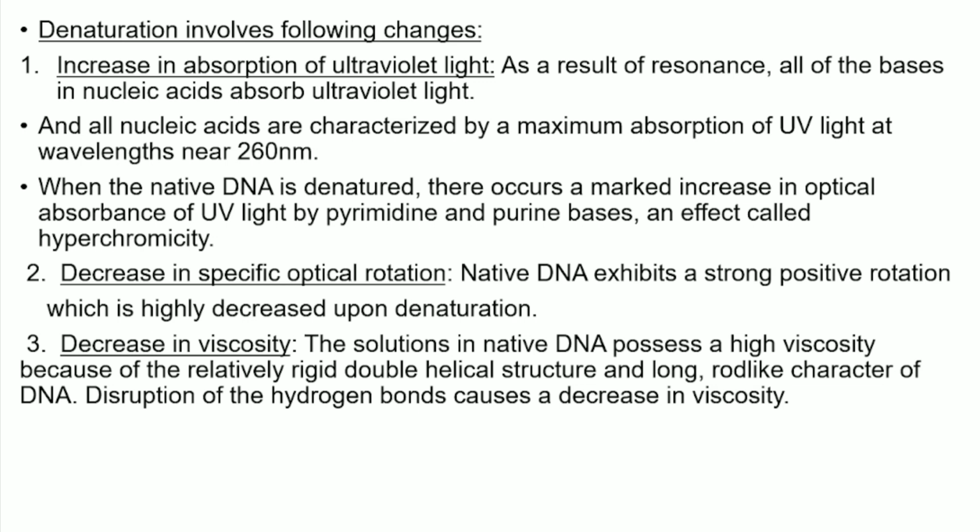In increase in absorption of ultraviolet light, as a result of resonance, all of the bases in nucleic acids absorb ultraviolet, and all nucleic acids are characterized by a maximum absorption of UV light at wavelengths near 260 nanometer. When the native DNA is denatured, there occurs a marked increase in optical absorbance of UV light by pyrimidine and purine bases, an effect called hyperchromicity.